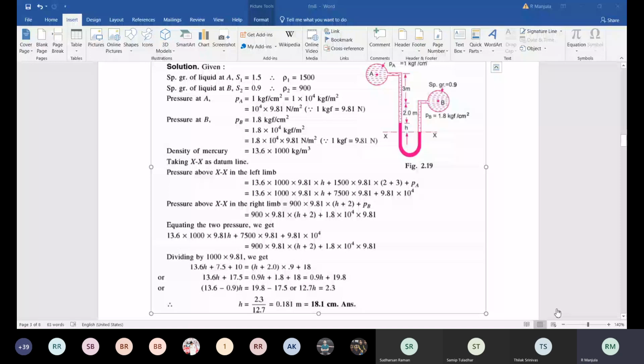This is similar to a problem like this. So the method is similar to this. Are you hearing? Yes, ma'am. This problem is similar to this: A is 2.5 meter above B, and you have to find out what is the value of H.